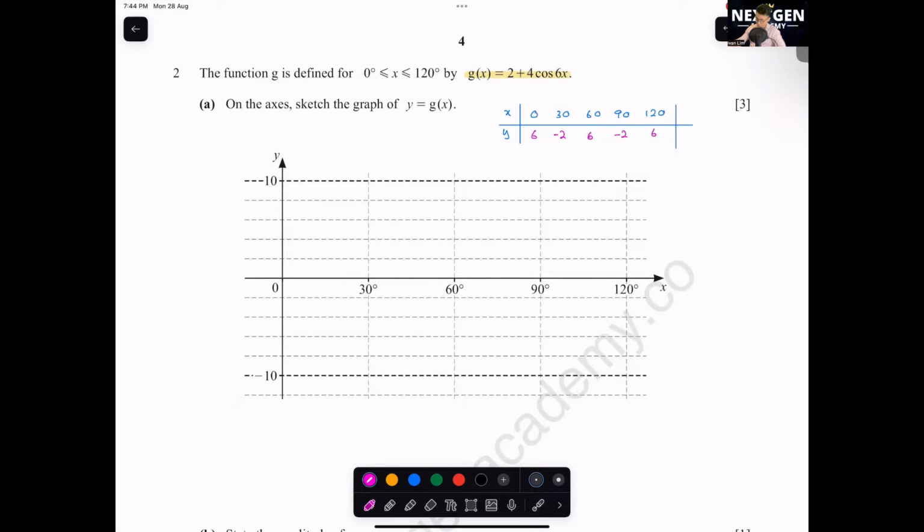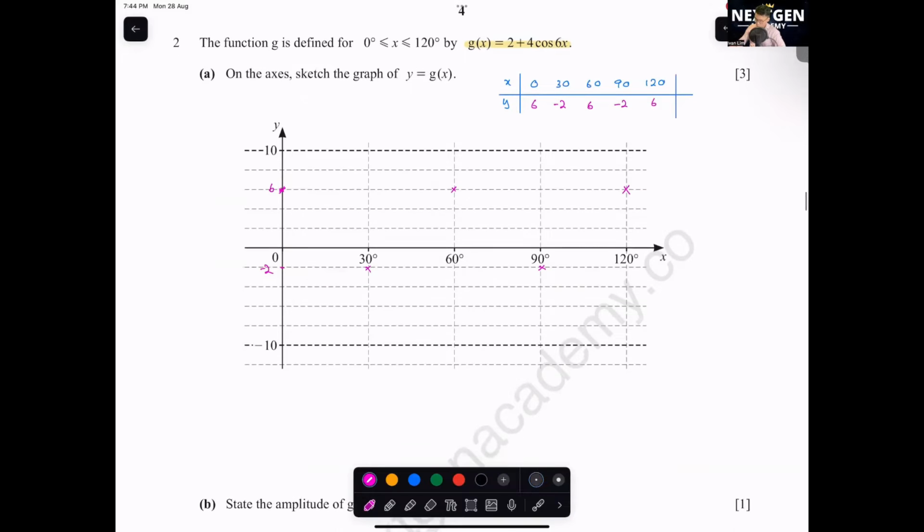Okay, so we plot the points. Where is 6? These are 2, 4, 6, right? Then the other one is minus 2. These two are the important points. So you got 6, minus 2, 6, minus 2, and then 6.